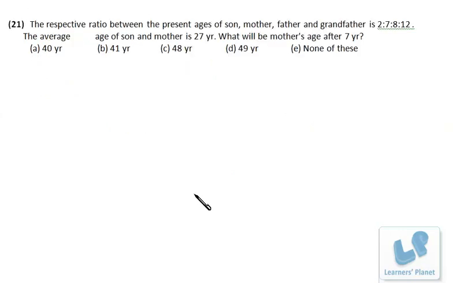Now friends, let's see this problem. The respective ratio between the present ages of son, mother, father and grandfather is 2 is to 7 is to 8 is to 12. The average age of son and mother is 27 years. What will be the mother's age after 7 years, right?